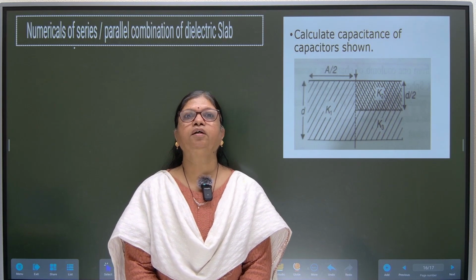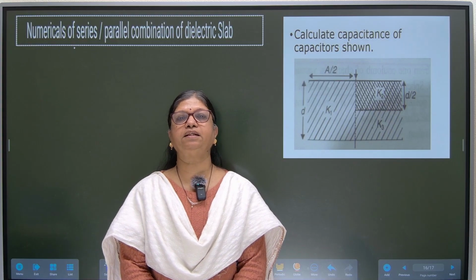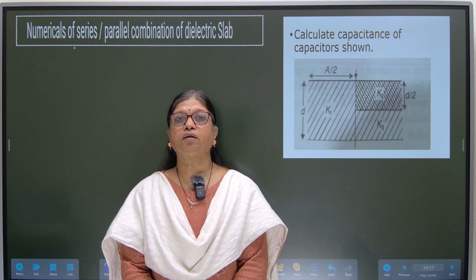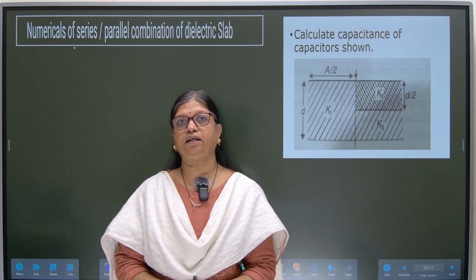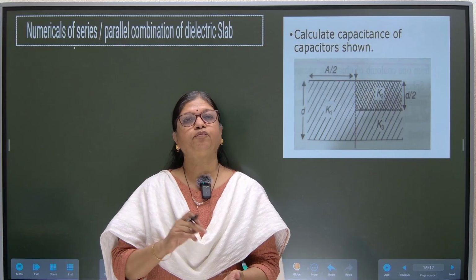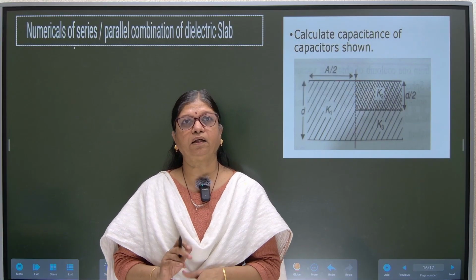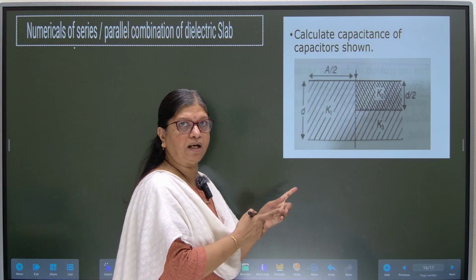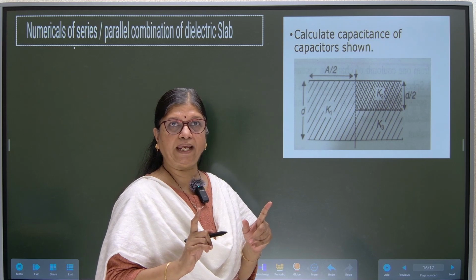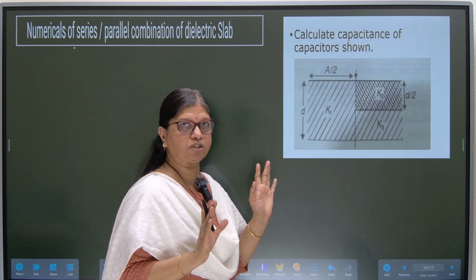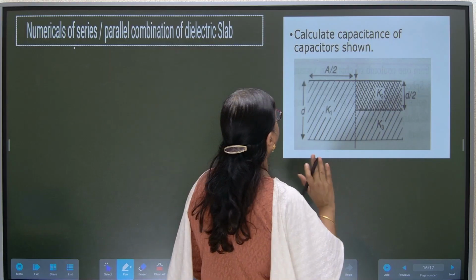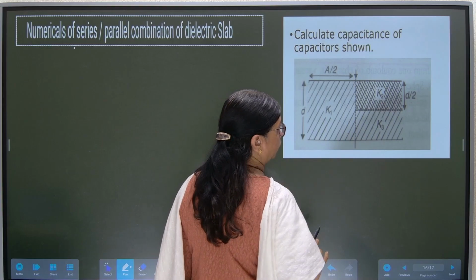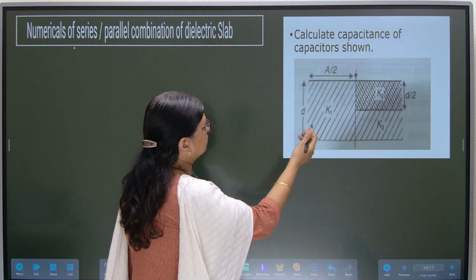Let us solve some numericals based on parallel and series combination of dielectric slabs today in this video. For understanding this theory very clearly, please watch my channel for chapter number 2, part number 16. So now let us go to the question asked and keep watching the video till the end. We shall do numericals on this basis in this particular video. Now calculate the capacitance of the capacitors shown. Now let us go to the diagram.